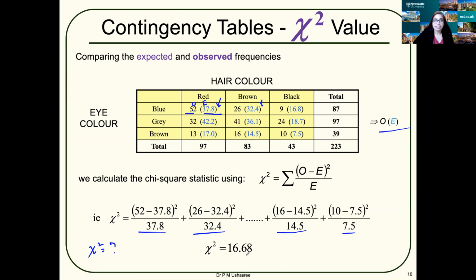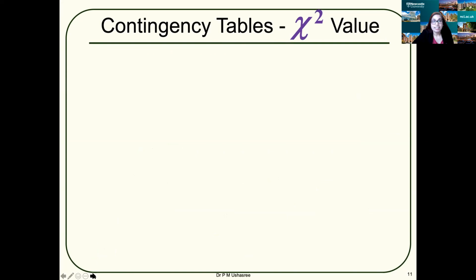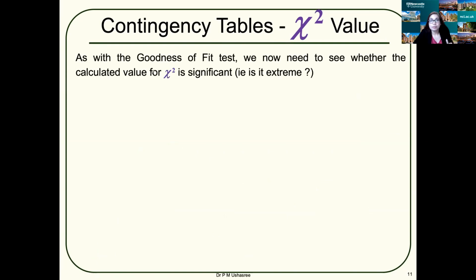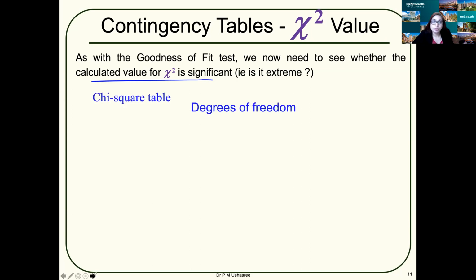And for that, you have to check whether it is significant enough to make a decision whether to accept or reject the null hypothesis, or whether it is a chance event. So for that, you need to use a chi-square table, and to use a chi-square table, you need to know the degrees of freedom.